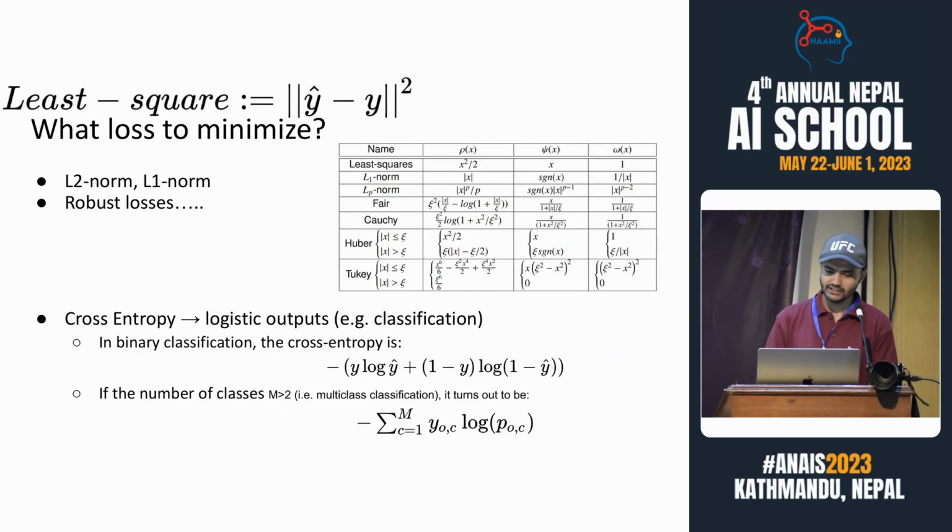And about loss in deep learning, you can use multiple losses: L1 norm, L2 norm, cross entropy, binary cross entropy. I don't think I want to bore you with these details.